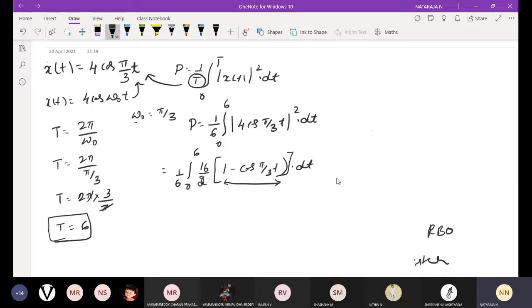We will get 1 over 6. We'll take this 16 by 2 outside. Integrate this 1 minus cos pi by 3 t with respect to dt. We'll get t minus of cos; integration of cos theta will be sin theta by the coefficient, so that sin pi by 3 into t divided by pi by 3, limits from 0 to 6.